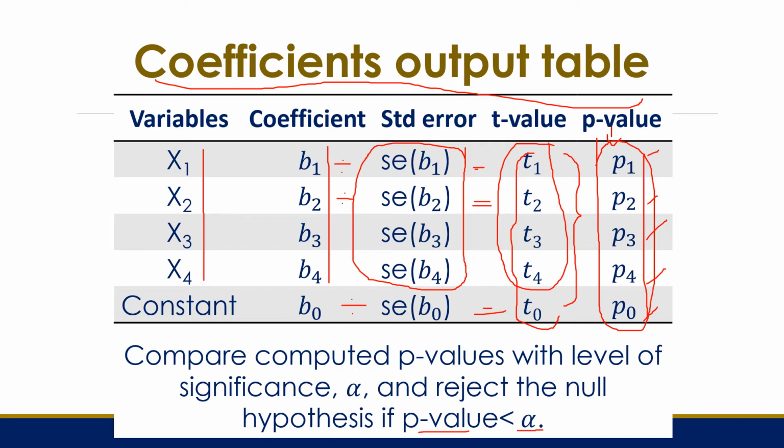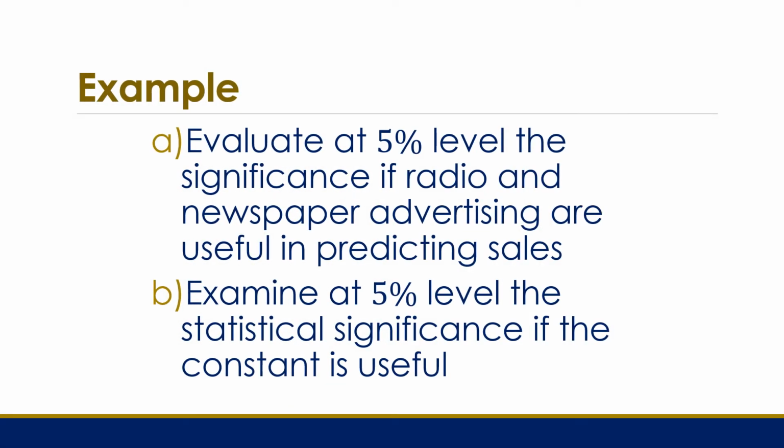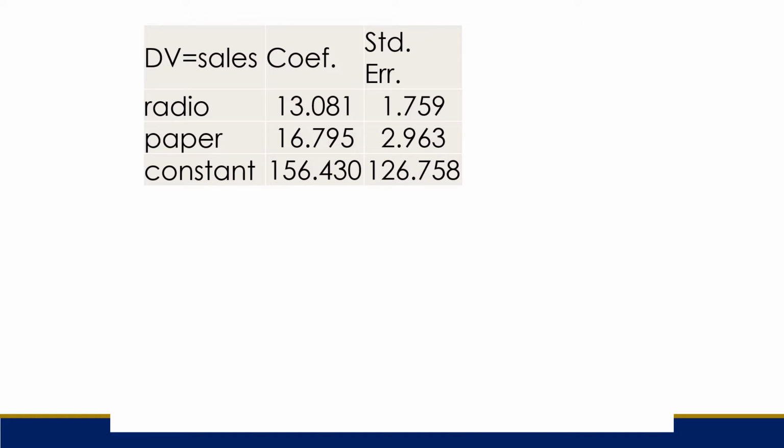Let's look at an example. From the previous example, let's evaluate at 5% level if the coefficients of the radio and the newspaper advertising expenditure are significant in predicting sales, and also examine whether at 5% level the constant is significant. To be able to answer this question, we need the computer output of the result that we obtained when we ran the data. And here is part of that output.